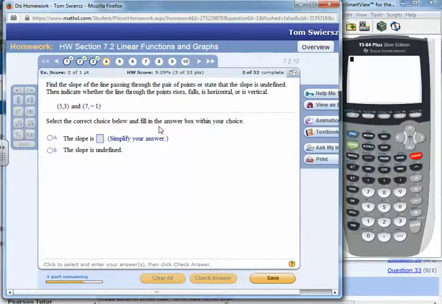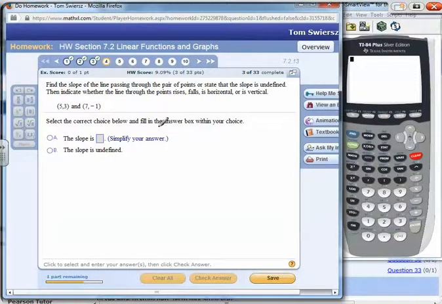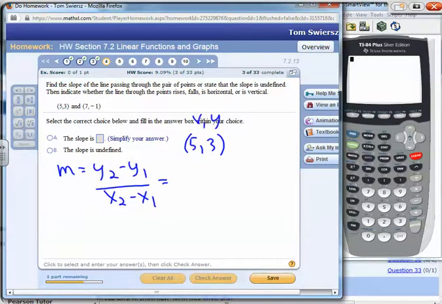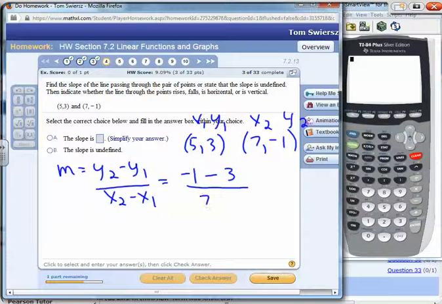All right, find the slope. Same problem as number 3. Slope is y2 minus y1 over x2 minus x1. It doesn't matter which point is which. So I can say 5, 3 is my x1, y1, and 7, negative 1 is my x2, y2. So y2 is negative 1, subtract y1 is 3, over x2 is 7, subtract x1, which is 5.